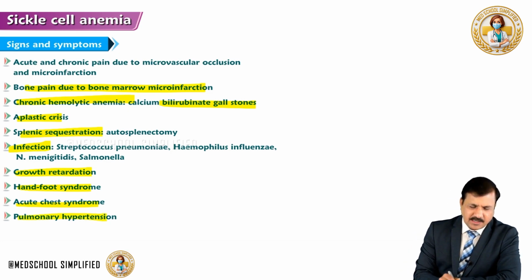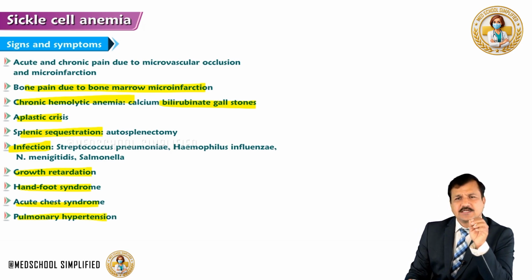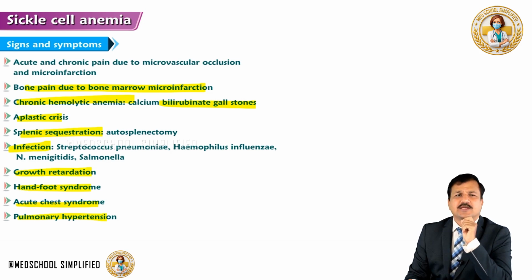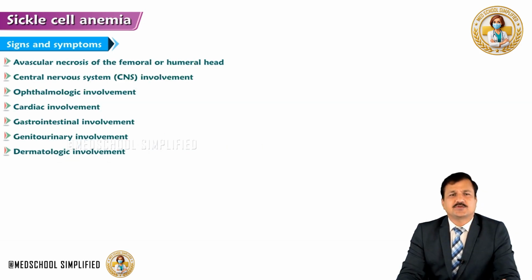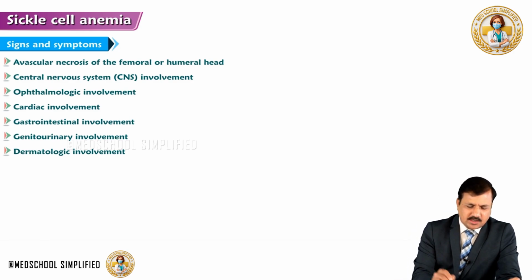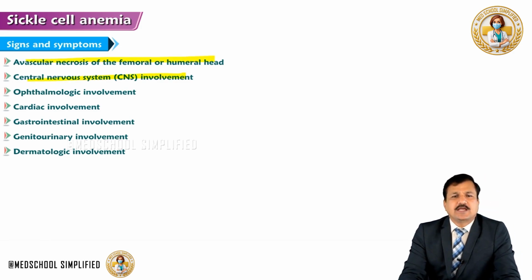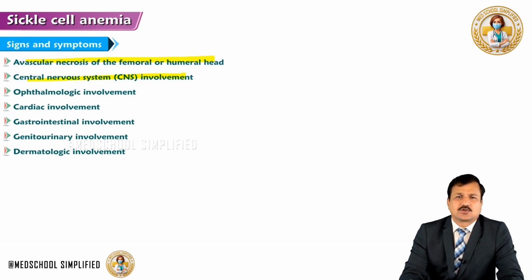Patients with sickle cell anemia may show pulmonary hypertension, and this is increasingly seen as a serious complication of sickle cell anemia. Patients will also show avascular necrosis of femoral or humeral head. This is due to vascular occlusion. And also patients will show signs and symptoms of central nervous system, and the most severe manifestation in that is the stroke or the paralysis.